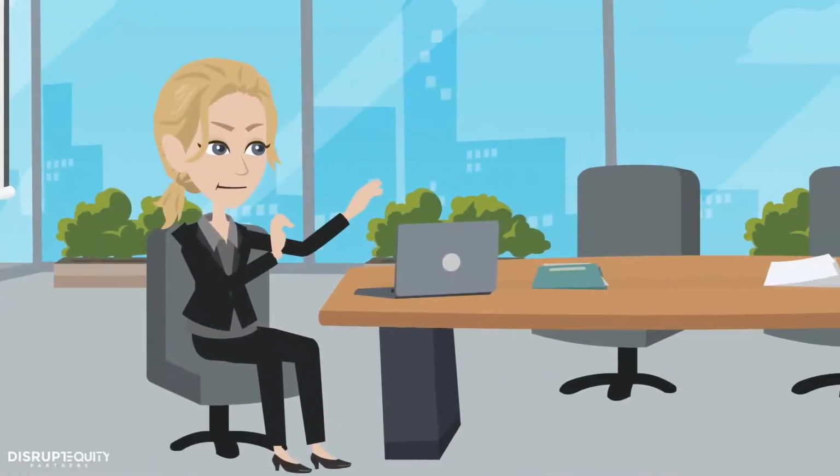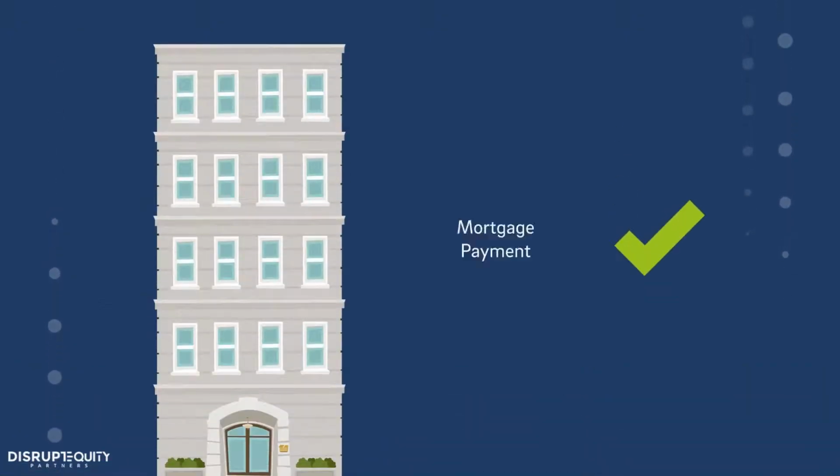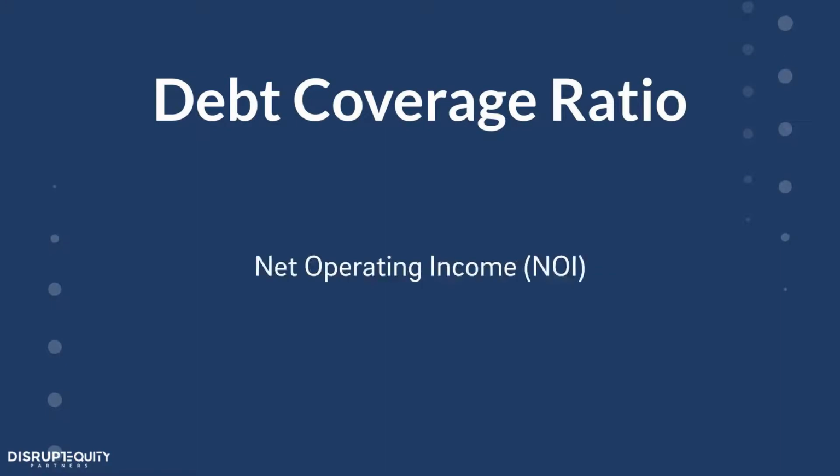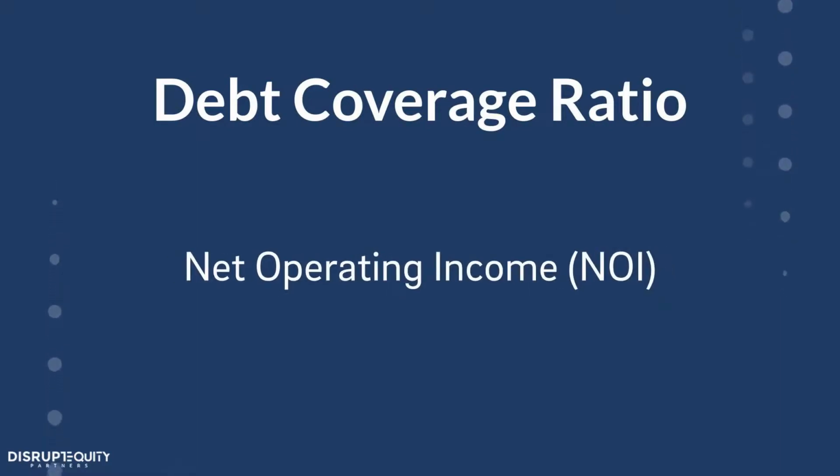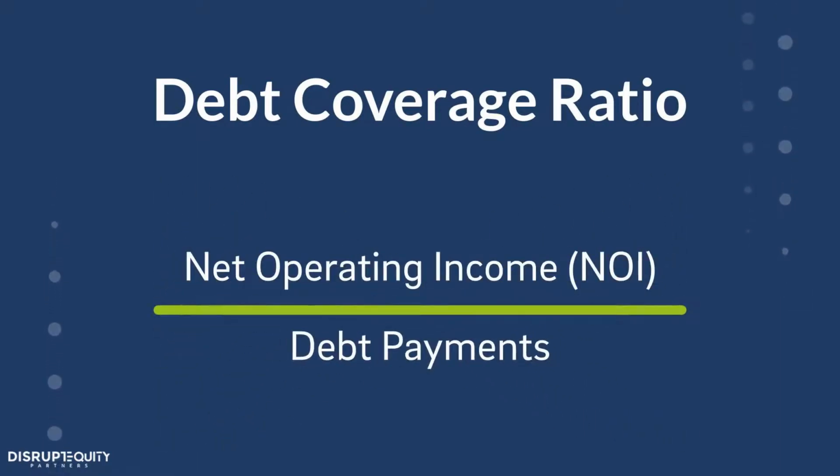Tegan explains that the debt coverage ratio measures a property's ability to cover its monthly mortgage payments from the cash flow it receives from renting it out. Tegan says that the debt coverage ratio is calculated by net operating income divided by debt payments.